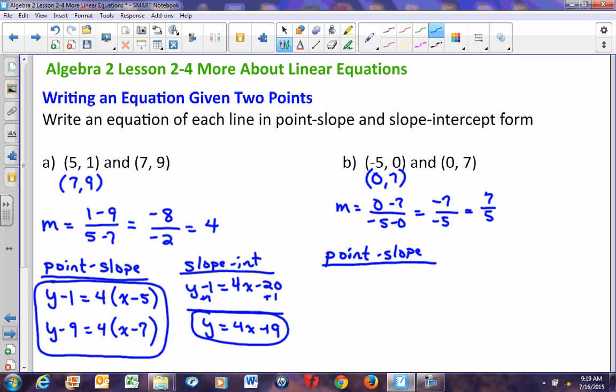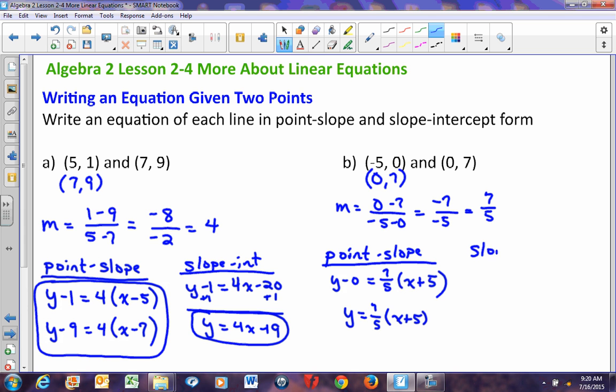It doesn't matter. So if I use the first point, I'm going to have y minus 0 equals, excuse me, not negative 5, I put the slope in the wrong spot. Positive 7/5 parentheses x plus 5. There we go. Okay, so point-slope form is that particular equation. Or you could rewrite it without the 0. You can have y equals 7/5 parentheses x plus 5, since the 0 will drop out.